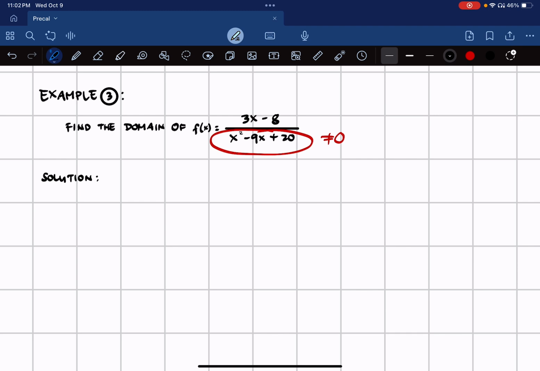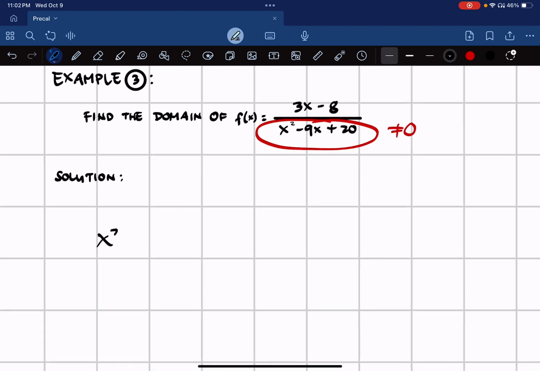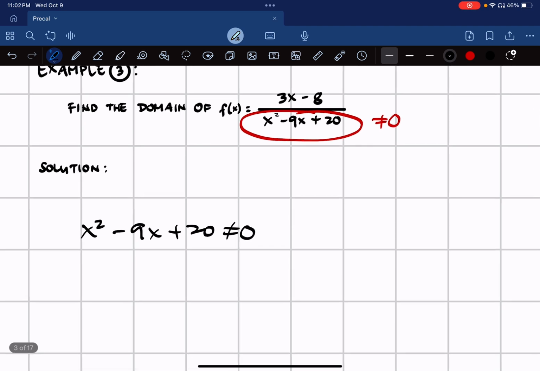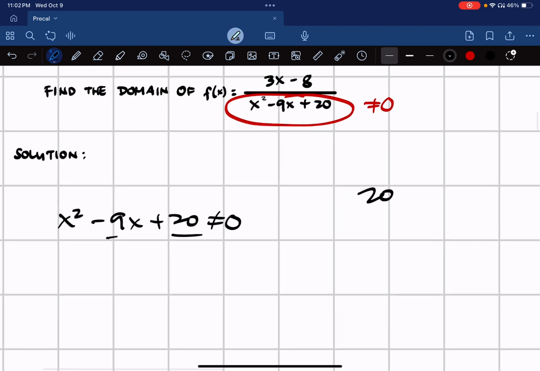So, we can solve that now. x squared minus 9x plus 20 must not be equal to 0. For further simplification, let's factor the quadratic function. We need factors of 20 that, when added, give negative 9. It can be factored as 5 and 4.